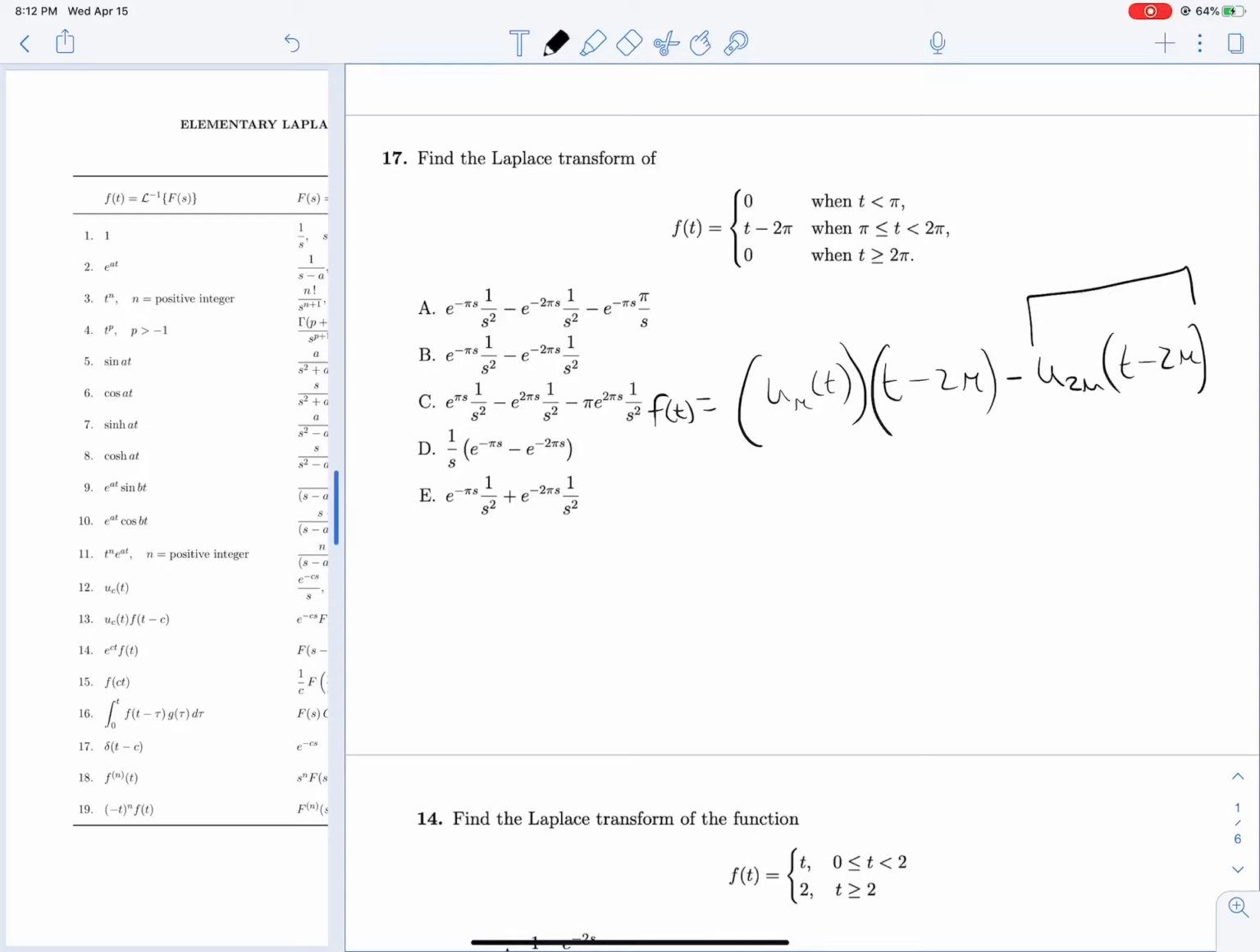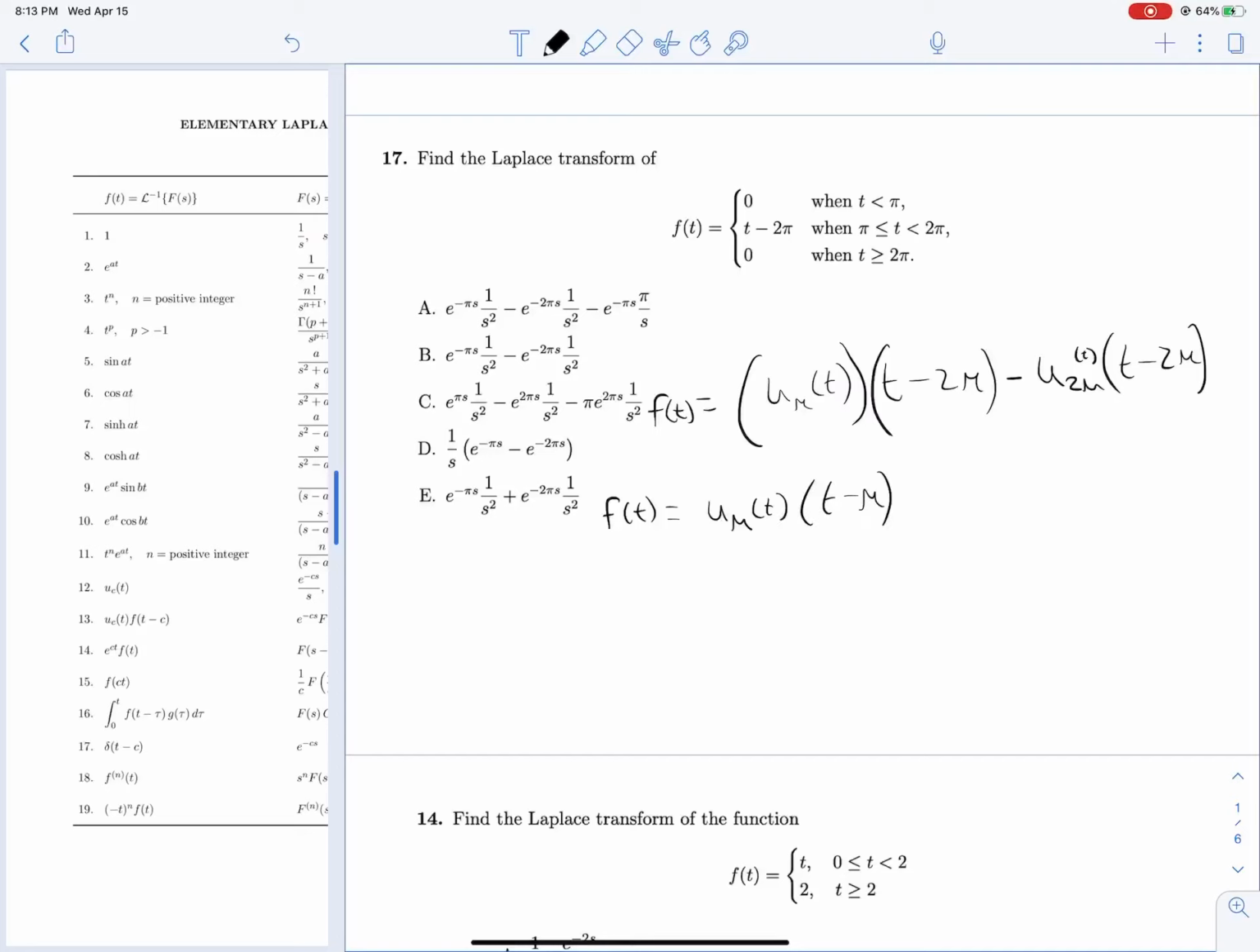This is already good. We have uc of t, I forgot the of t in here, and then multiplied by some function of t where all the t's are replaced with t minus 2 pi's. But over here we're not so happy because we have u of pi and then t minus 2 pi. So all we can do to fix that is say that f of t is equal to u pi of t times t minus pi.